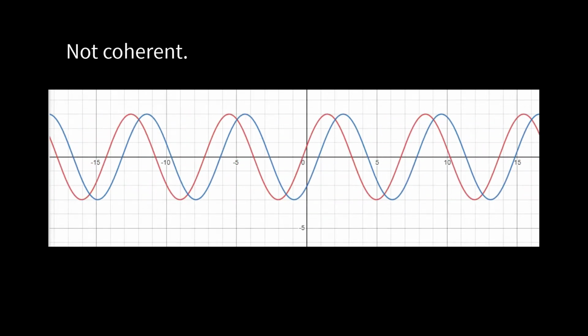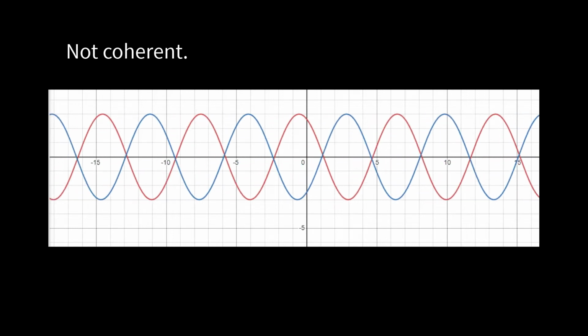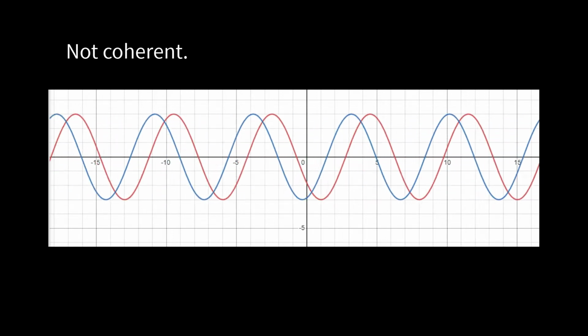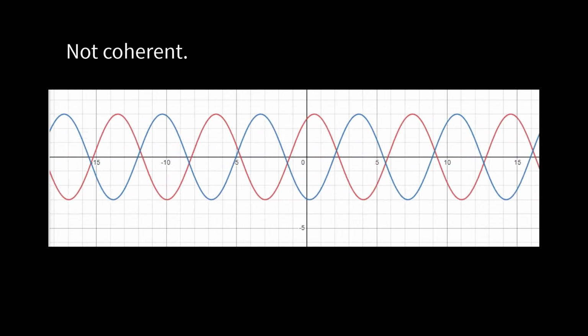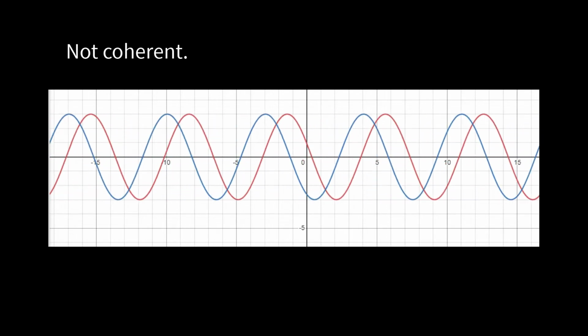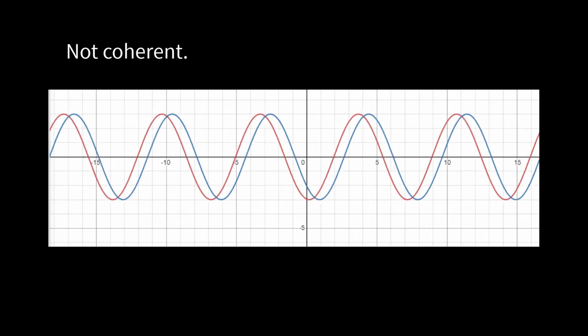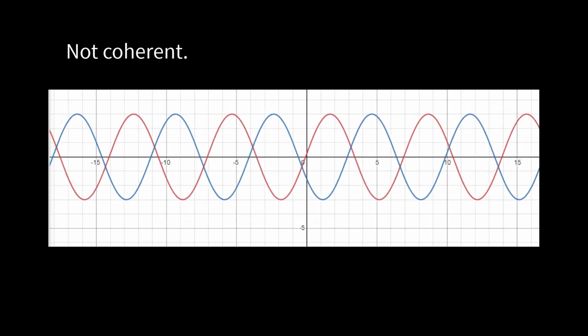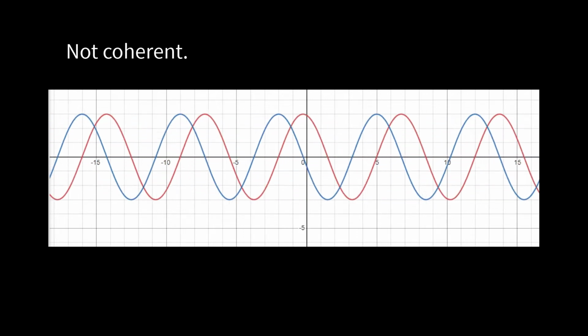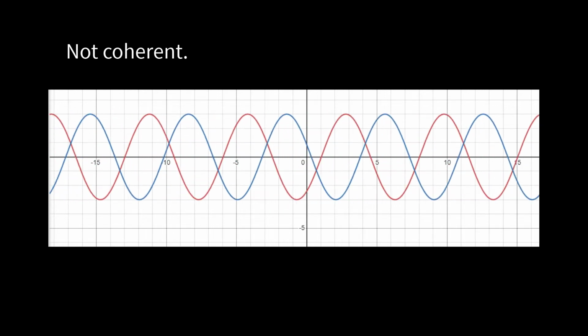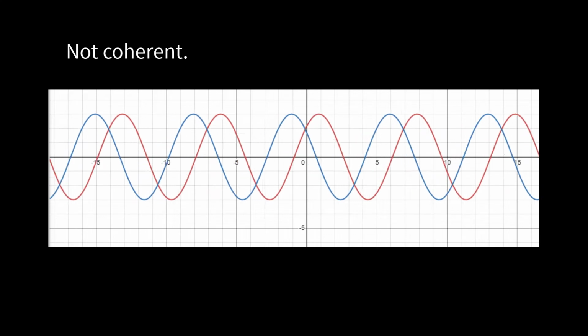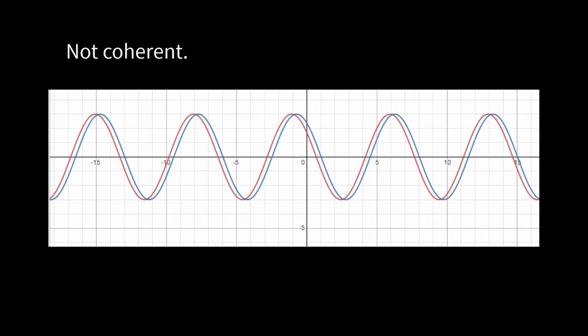So here we have two incoherent waves. We've got a red one and a blue one. And as you can see, the wavelength of these waves is exactly the same, but their speed is different. And if their speed is different, it must mean that their frequency is different, so they're not coherent. And one other thing which adds to the incoherence is that the phase difference is constantly changing. You can think of that as the distance between the peaks constantly changing.